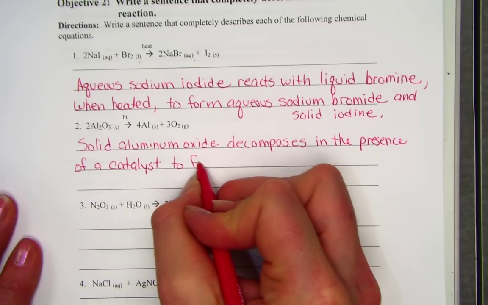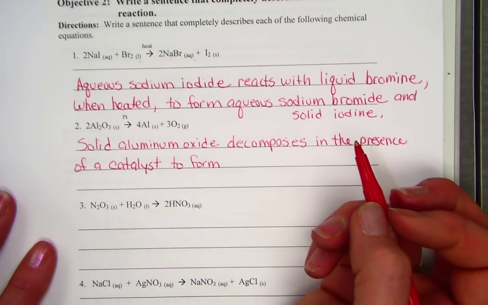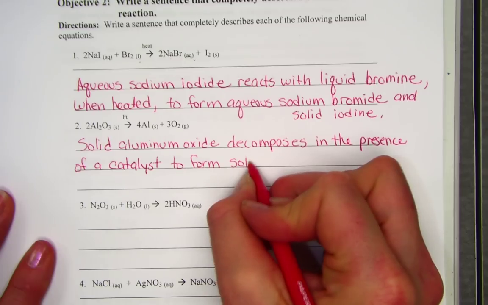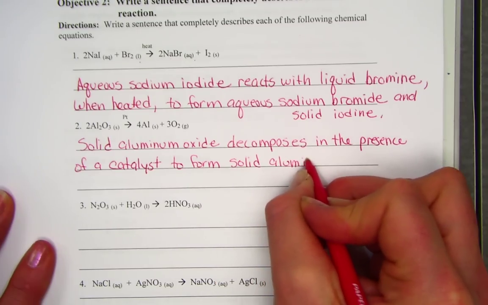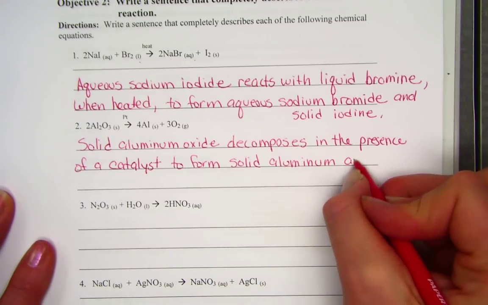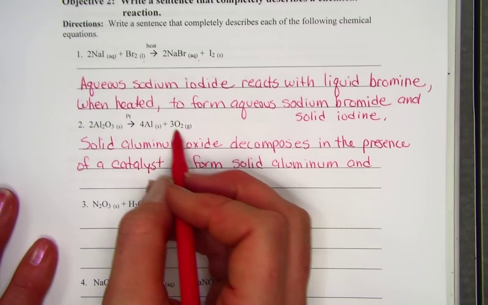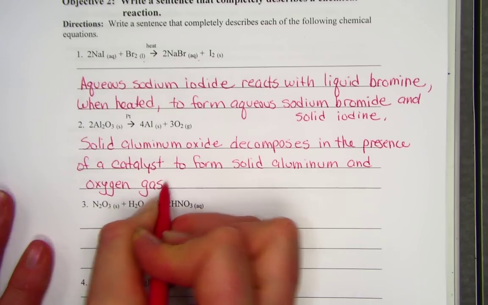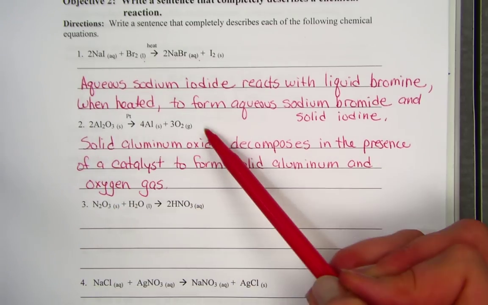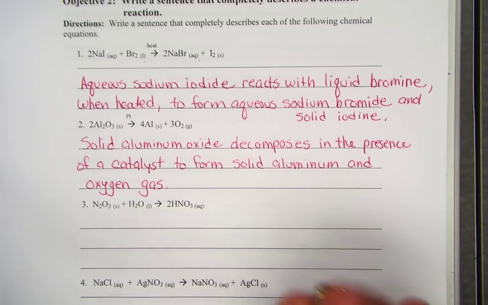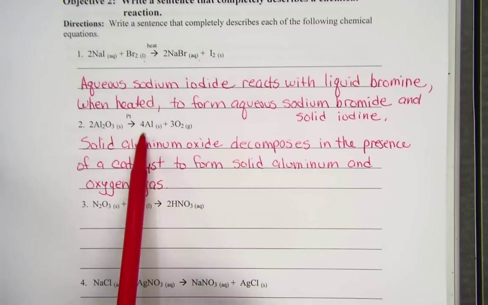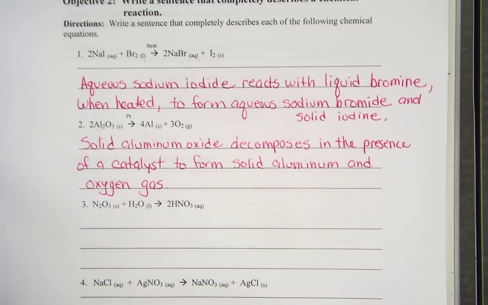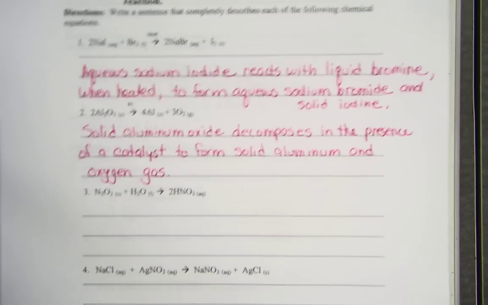Then I'll write to form for the arrow. Lots of choices. I'll write to form. And I see that it's forming solid aluminum. And the plus sign will be the word and. O2 with a little g, the oxygen gas. Notice that I do not have to write about the coefficient out front. Hearing the words will allow us to change those words into a balanced equation, but they do not have to be part of our sentence. Alrighty, so just naming the compounds and describing what's going on using verbs and adjectives, not necessarily numbers.